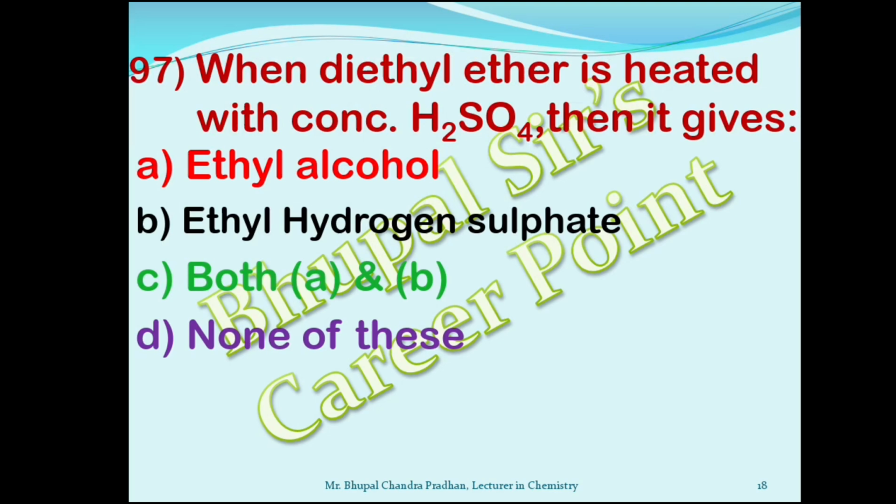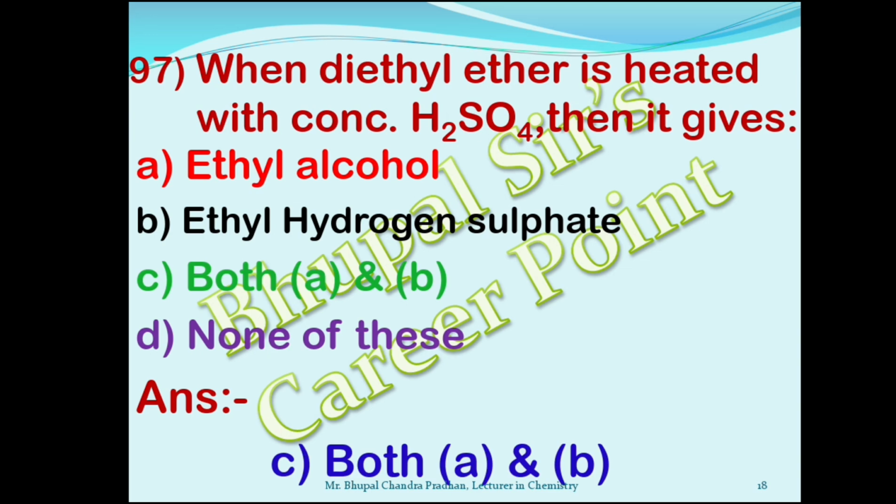In general we can say, whenever ether is heated with concentrated H2SO4, then it will give us alcohol and alkyl hydrogen sulfate. As here diethyl ether is taken, so it will give us ethyl alcohol and ethyl hydrogen sulfate. That is, both ethyl alcohol and ethyl hydrogen sulfate are formed whenever diethyl ether reacts with concentrated H2SO4. So the correct answer is option C, that is both A and B. Thanks for the students who have given option C as their answer in the live chat.